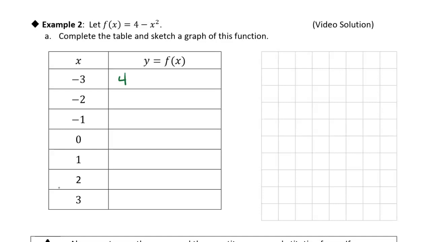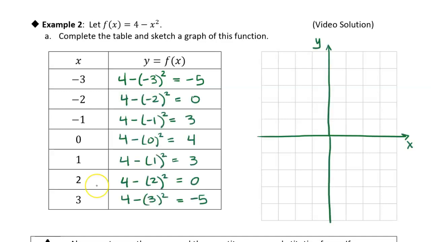So if I replace x with negative 3, then I'm going to get 4 minus, and when I square negative 3, that's a negative 3 times a negative 3, which is 9. So it's 4 minus 9, which is negative 5. And then we just want to do that for all of these values. All right, so I went ahead and completed the table so that you don't have to watch me do all these calculations. I'm sure you can do these calculations.